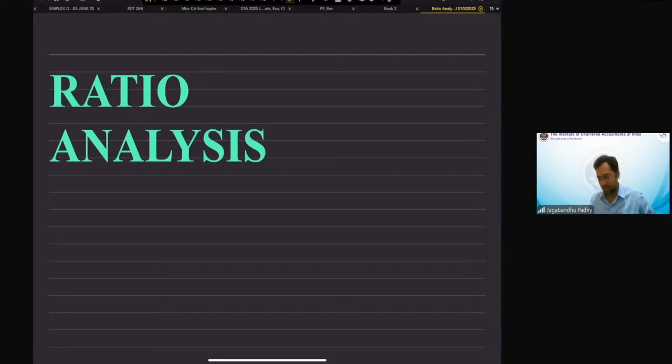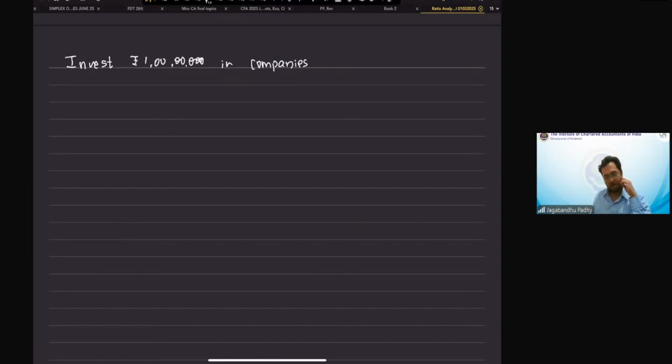Before we go to this particular subject, if we want to analyze the financial health of any company, or let's say you want to invest, suppose you want to invest 1 crore in certain companies. Let's say you want to create a portfolio of 10 different companies. So how do you decide which companies should be these companies?